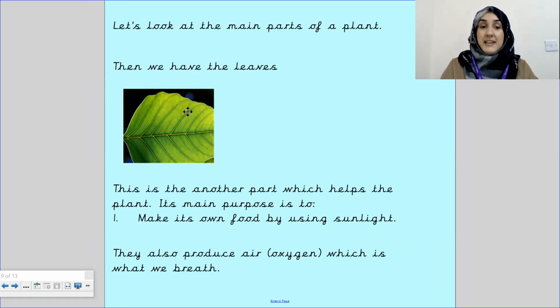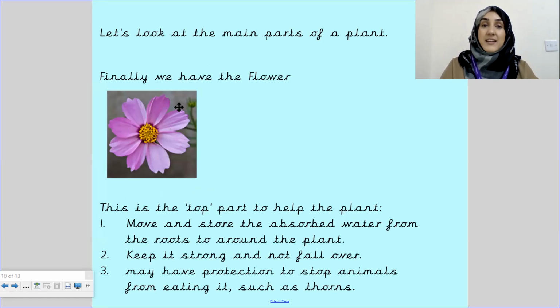Next we have the leaves. This is another part of the plant which helps the plant. Its main purpose is to make its own food by using sunlight, and they also produce air, oxygen, which is what we humans breathe. And finally, right at the top, we have the main flower.